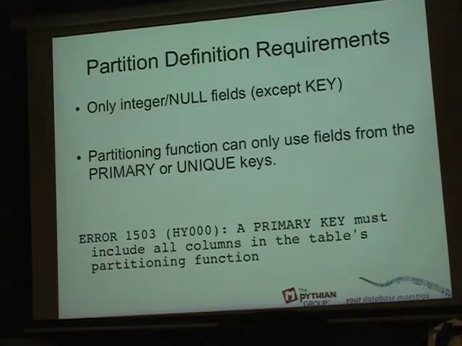So you have this error, which I think makes it a little more clear: a primary key must include all columns in the table's partitioning function. It's kind of easier to say it that way. I was kind of saying it backwards, where all of the things in partitioning have to be in the primary key.